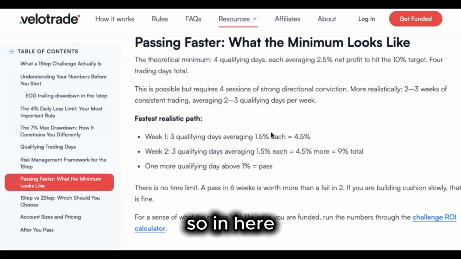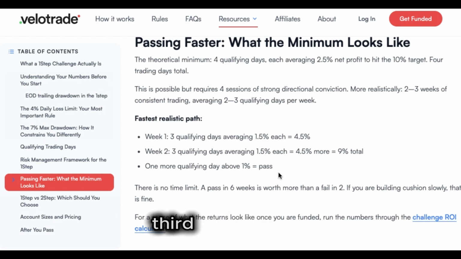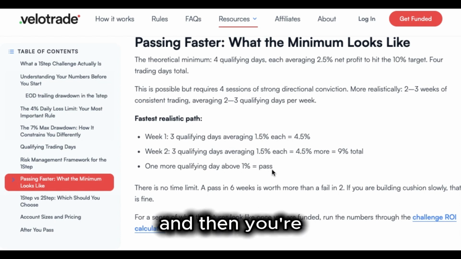So in here, you average 3 times that, which is not a bad number, and you have a total of 4.5% per week. So week 1, 4.5%, week 2, 4.5%, you have a total of 9%, and then you give yourself a third week, or at least another day in a third week where you have 1% profit, and then you're there, you pass and you access the funded account.